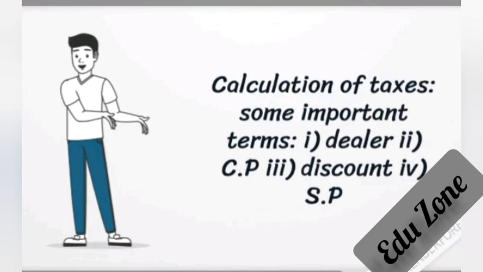Firstly, a dealer. A dealer, a shopkeeper, is a person who buys goods or services for resale. Must note it down. What is a dealer? A dealer is a person who buys goods or services for resale. And now the cost price. You may have studied it earlier in the profit and loss concept. It is the price at which a trader buys the goods from the wholesaler or from earlier stages. The cost price is also termed the basic price. Cost price or basic price.